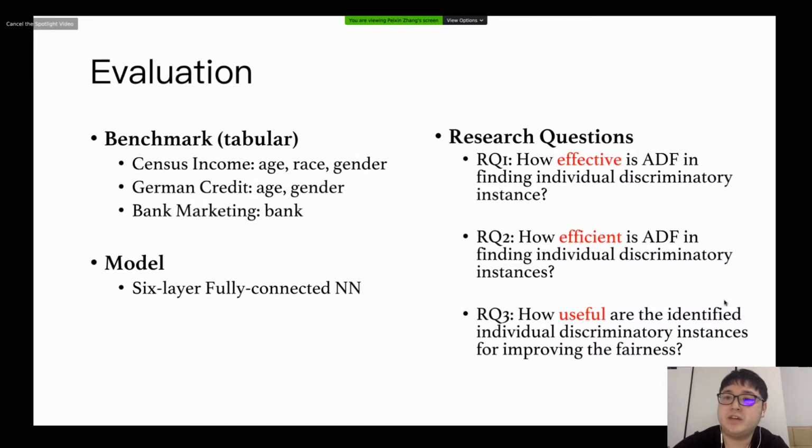We evaluate ADF with 6 benchmarks on 3 popular tabular datasets. Since the datasets are quite simple, with no more than 20 features, we only use a 6-layer fully connected neural network, and we aim to answer 3 research questions about the effectiveness and efficiency of ADF, and the usefulness of the individual discriminatory instances identified by ADF.